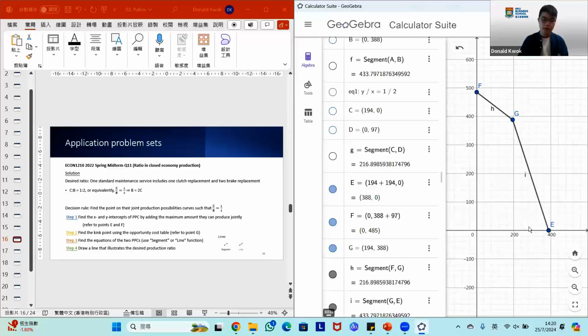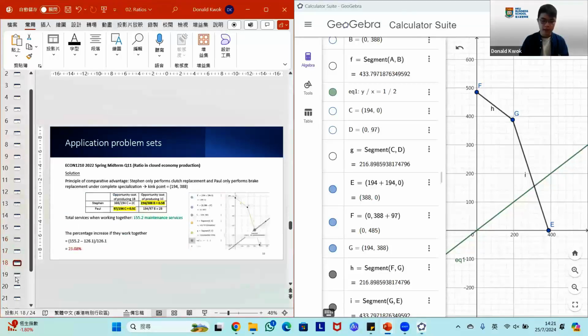And we can move on to step 4, the final step, to draw a line that illustrates the desired production ratio, which is y over x equals to 1 over 2. So the intersection point between the combined PPC and the green desired ratio line will give us the number of standard maintenance services that they can perform if they work together. Okay, so it will be 155.2 standard maintenance services.